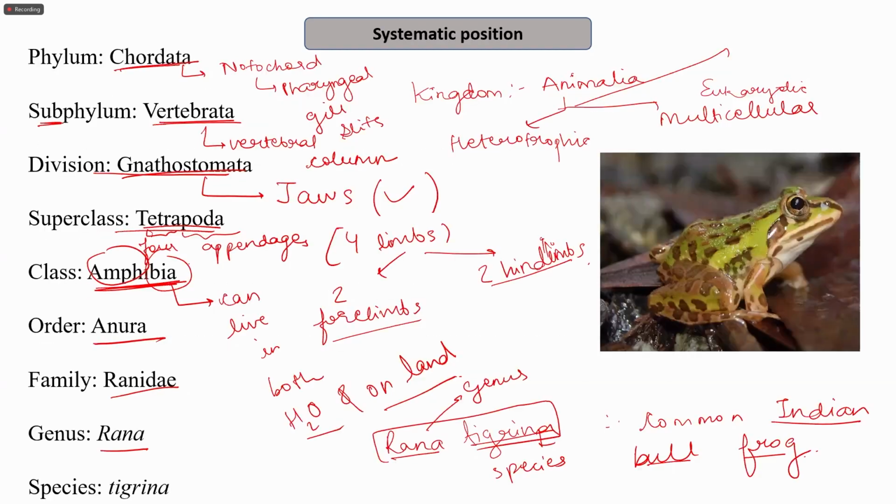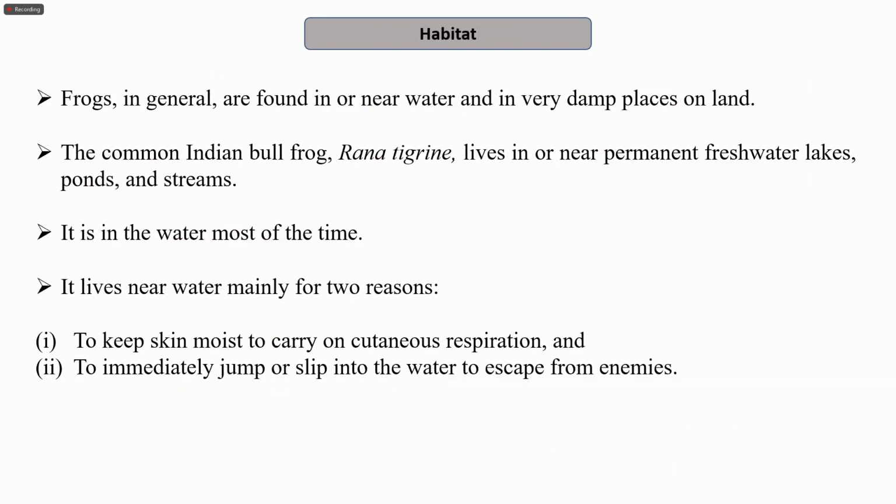Before proceeding into the anatomy of different organs and organ systems, we will first try to understand the habits and habitats of Rana tigrina, and then we will study the external morphology, or external characteristics, of Rana tigrina. So habitat, the place where they live.